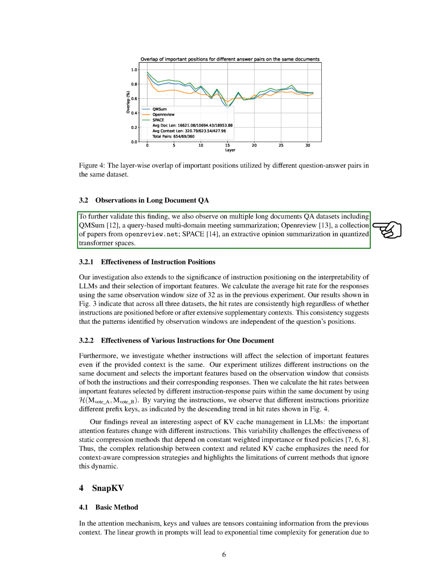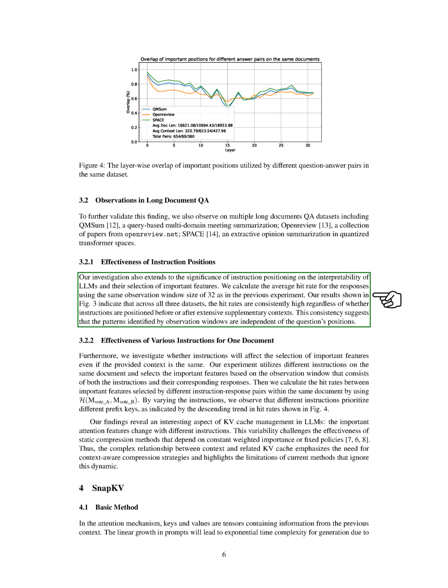Section. Effectiveness of instruction positions. In this section, we explore the impact of instruction positioning on the interpretability of LLMs and the selection of important features. We measured the average hit rate for responses using a 32-token observation window and found that regardless of whether instructions were placed before or after additional context, the hit rates remained consistently high across all datasets. This suggests that the patterns identified by observation windows are not influenced by the position of the questions.